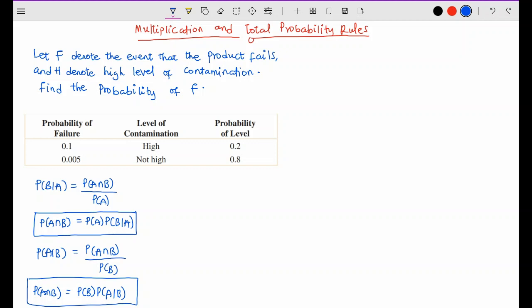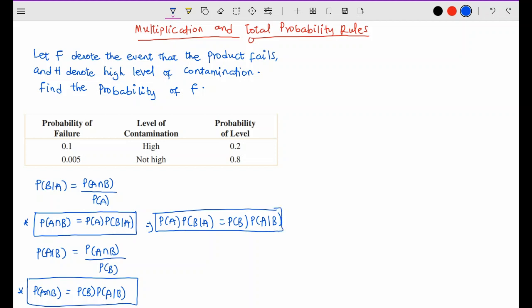But you see that for these two formulas that I have here, we have A intersection B here, and A intersection B here, right? So for this reason, I can say that the probability of A multiplying the probability of B given A has already occurred will be equal to the probability of B multiplying the probability of A given B has already occurred. This is known as the multiplication rule.